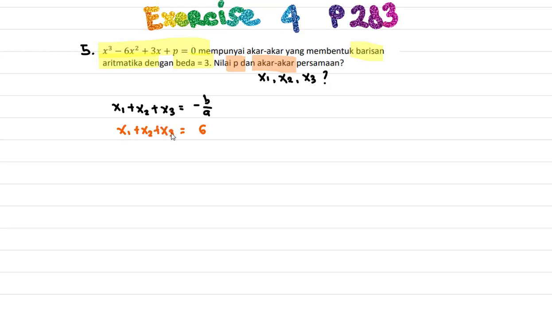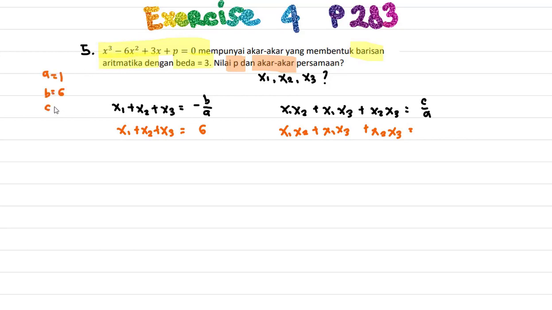Next, we will relate the roots using the second formula, the sum of the product of the two roots. x1 x2 plus x1 x3 plus x2 x3 equals c over a. Let's make the list first. A is 1, B is minus 6, C is 3, and D is p. So C over A is 3 over 1, or 3.